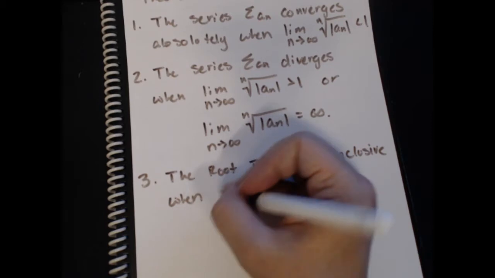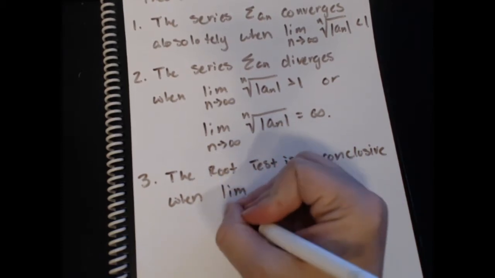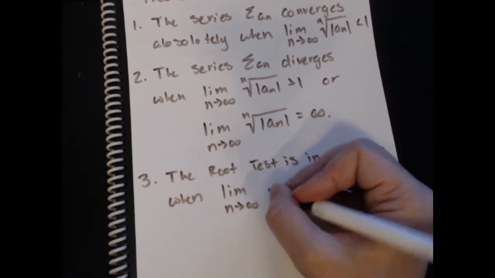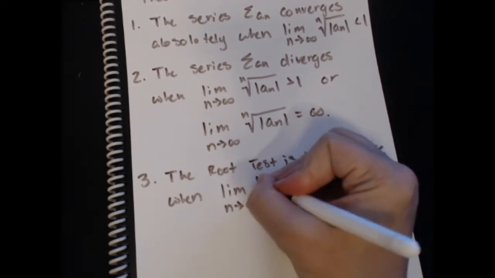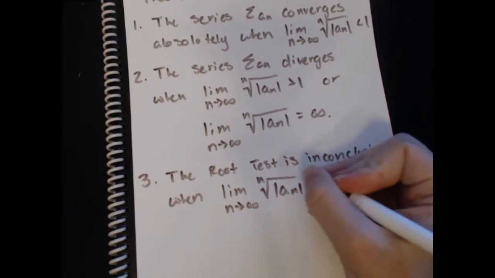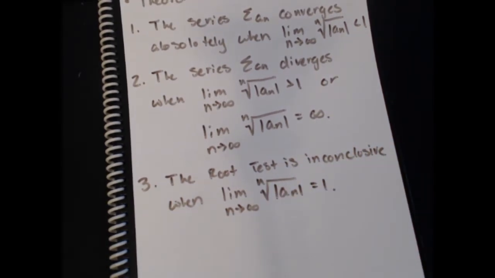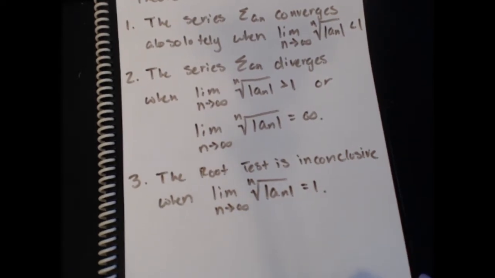When the limit as n approaches infinity of the nth root of the absolute value of a sub n is equal to 1. So really the rules are exactly the same. You're just replacing the ratio with the root now.